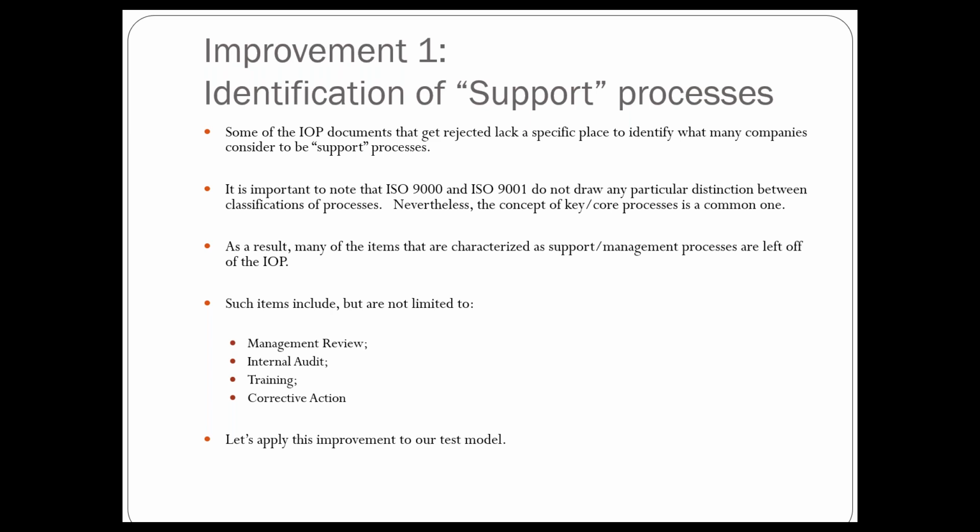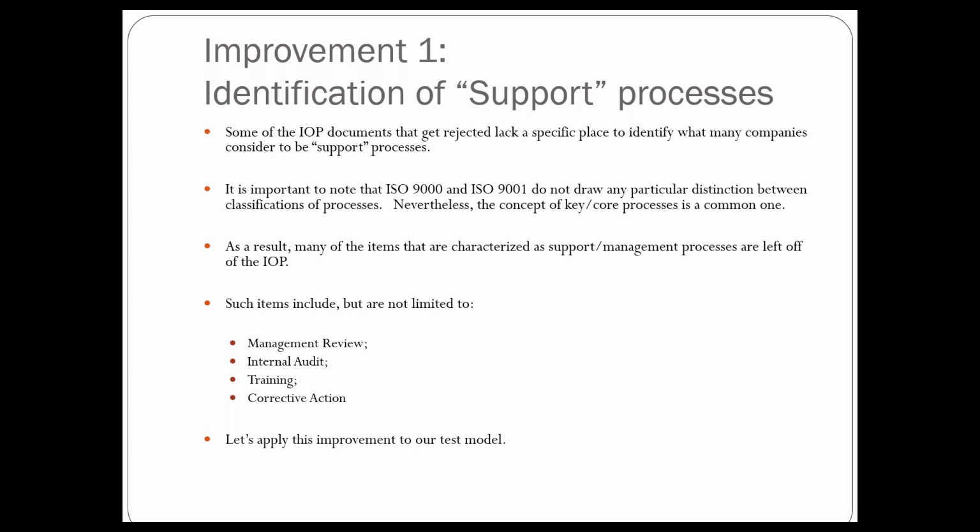Our first improvement is going to be to identify support processes. Now, you may have noticed when we were looking at the raw IOP in the prior slide, there's really nothing in there that gets at support activities. So what do I mean by support activities? Well, first of all, understand that these are not mandatory designations. There's nothing in ISO 9000 or 9001 that talks about classifying a process. But we do see this idea of core process and support process often. This is something we see in a lot of our clients' paperwork.